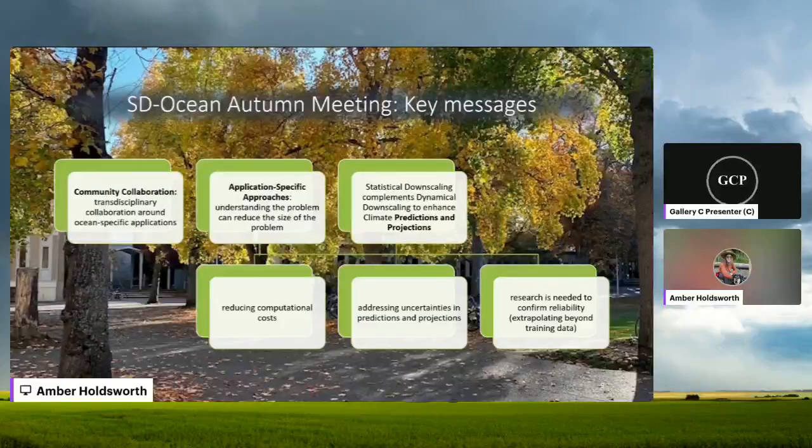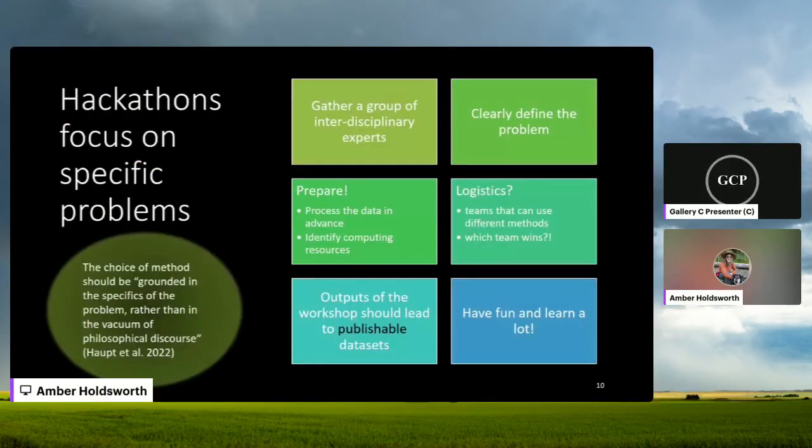It reduces computational costs, addresses uncertainties, but we need to do more research to confirm reliability, thinking again about extrapolating beyond training data. Because of course we know climate, for example, is inherently non-stationary, with warmer temperatures expected in the future. Something I'm really excited about are hackathons to focus on really specific problems. And so the idea here is that the choice of methods should really be grounded in the specifics of the problem rather than in the vacuum of philosophical discourse. I took that quote from Hubb's paper where she's talking about the difference between traditional statistics and AI, but I think it applies to machine learning methods in general.